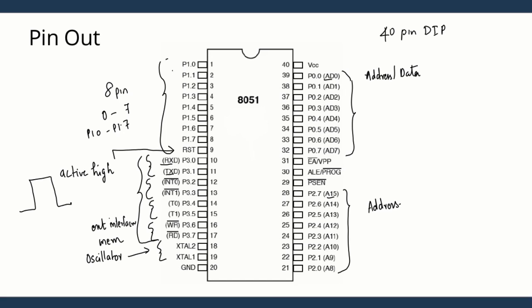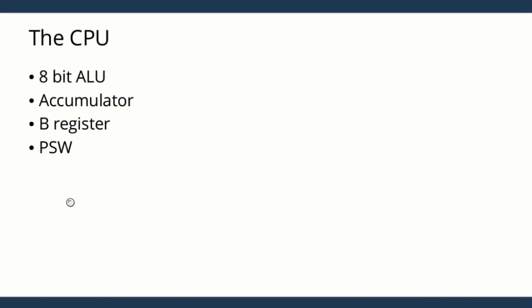Now, what is the CPU here? When you talk about the CPU, we have an 8-bit ALU and an 8-bit accumulator. There is also an 8-bit register, and a temporary register used for some other function, and a PSW, that is nothing but your program status word. We will see in the subsequent slides what all these components are.